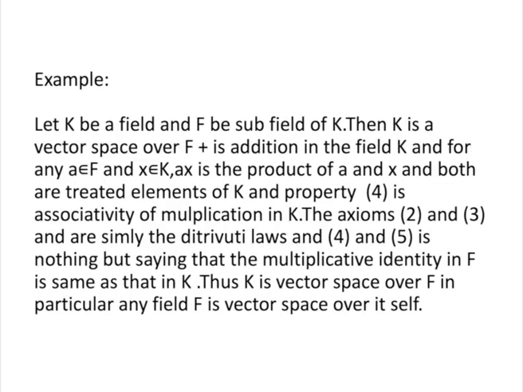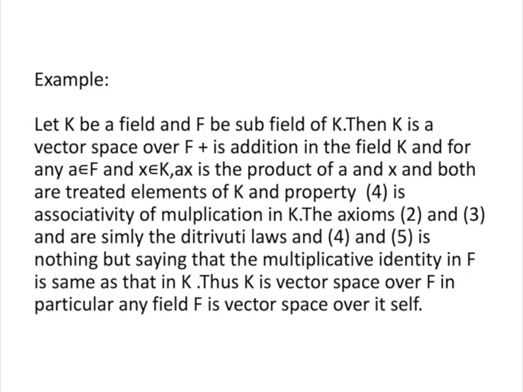Example: let K be a field and F be a subfield of K. Then K is a vector space over F. Addition is the addition in the field K, and for any a belonging to F and x belonging to K, ax is the product of a and x, both treated as elements of K. Axioms 2 and 3 are simply the distributive law in the field K.